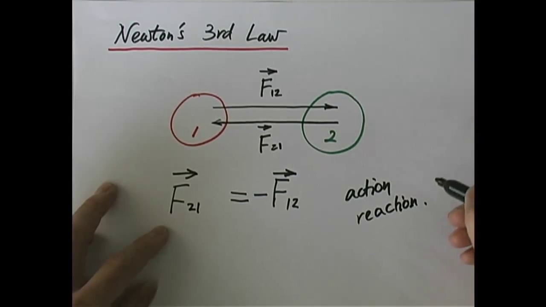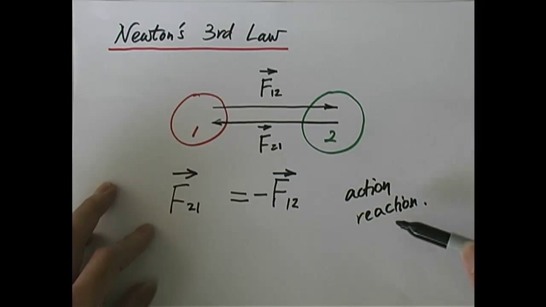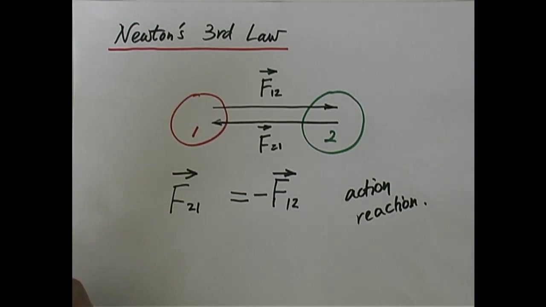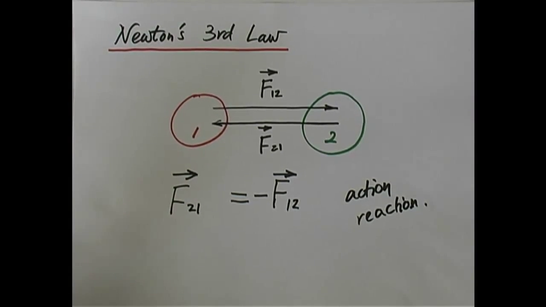So the third law essentially says an action is always accompanied by a reaction. These two have the same magnitude but opposite direction, and they appear and disappear simultaneously. That is what Newton's third law says. As a matter of fact, if you think about it, you will get interesting consequences if you apply both the third law and the second law to study the motion of an object.